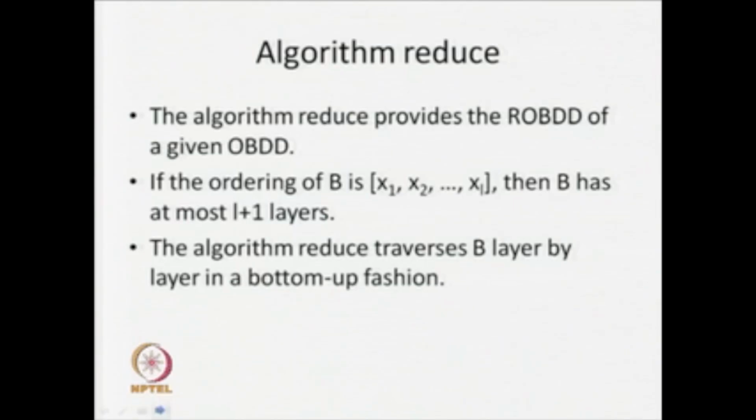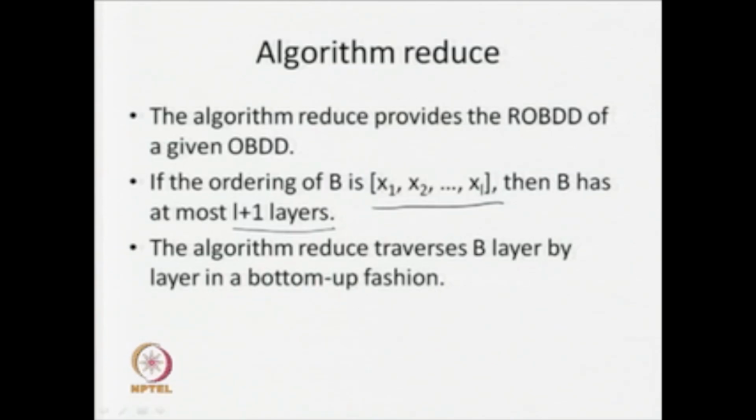So, if we look at an ordering of some variables, say x1 to xl, that means we have L variables, then we can have at most L plus 1 layers in our BDD. We are going to have L plus 1 layers at most, but in some cases it may be fewer, because the function may be independent of a particular variable. The algorithm reduce will traverse that binary decision diagram B, layer by layer in a bottom up fashion.